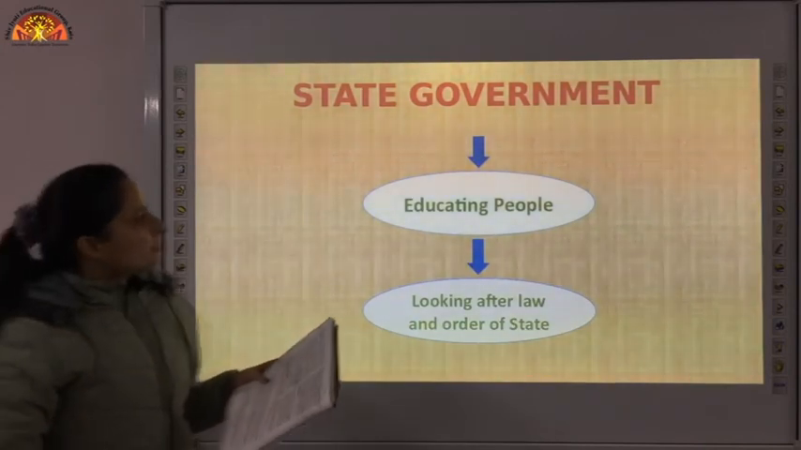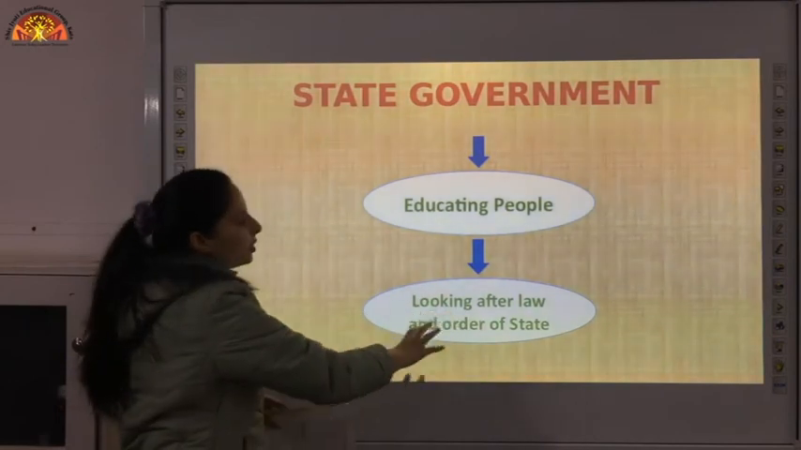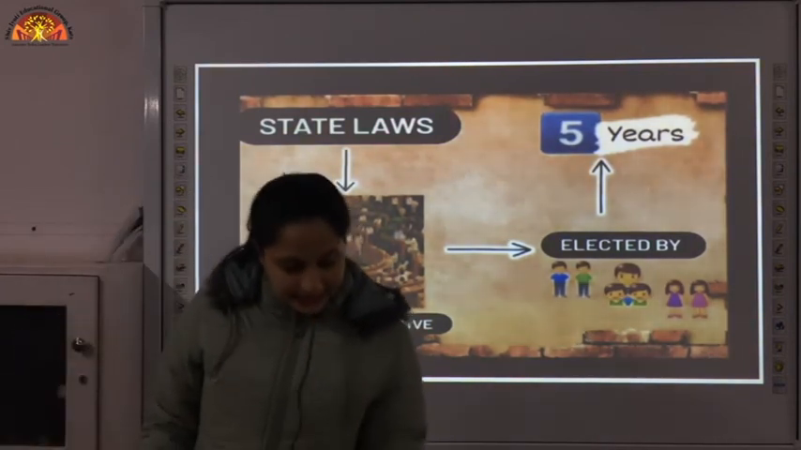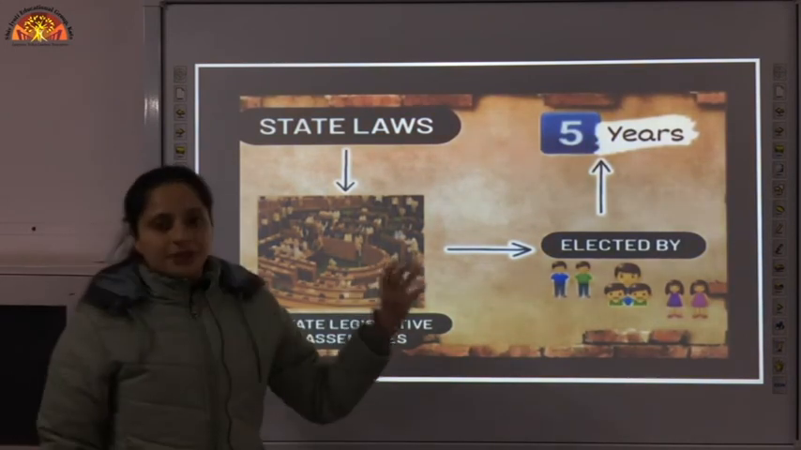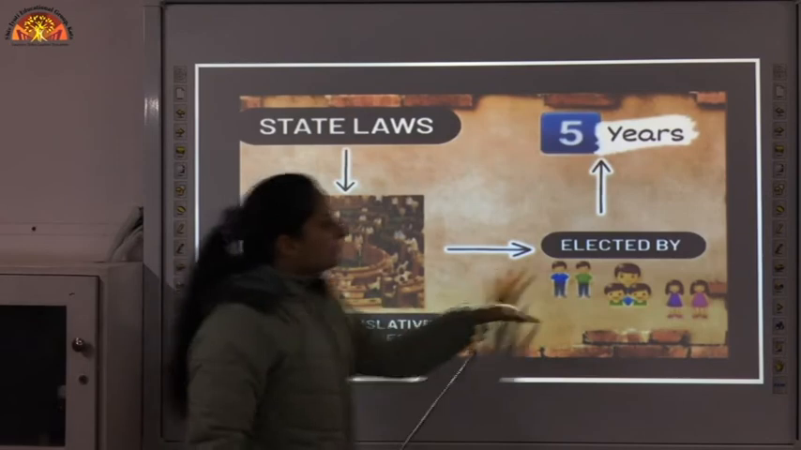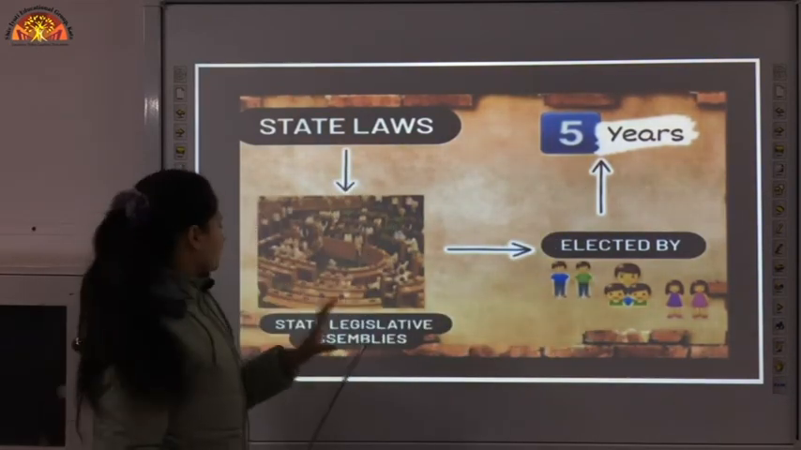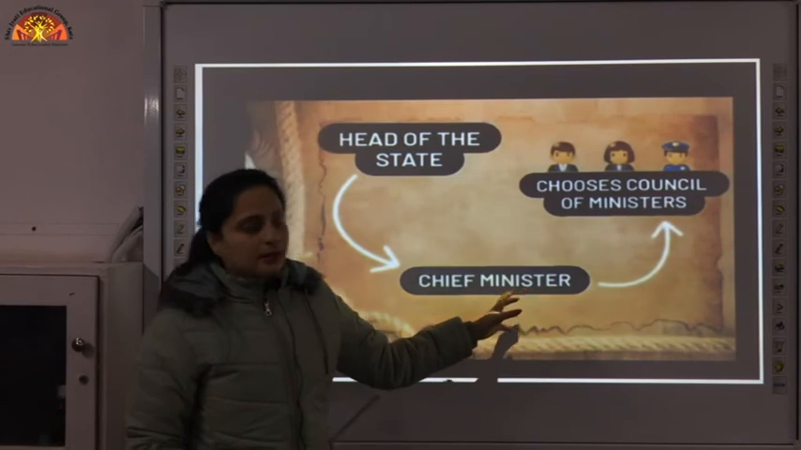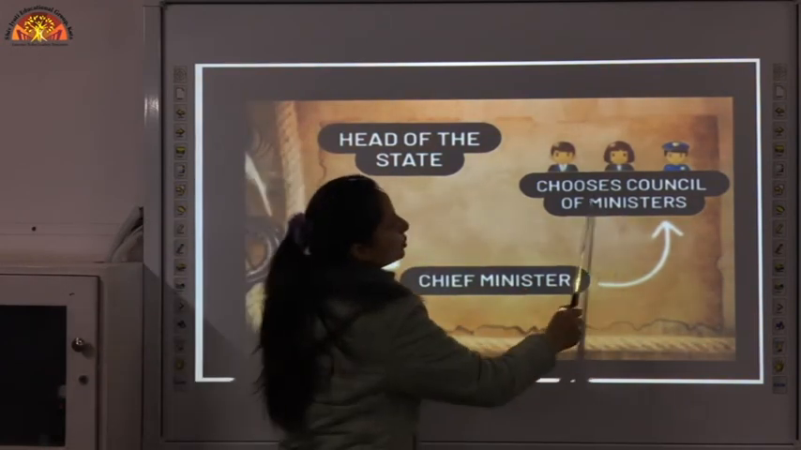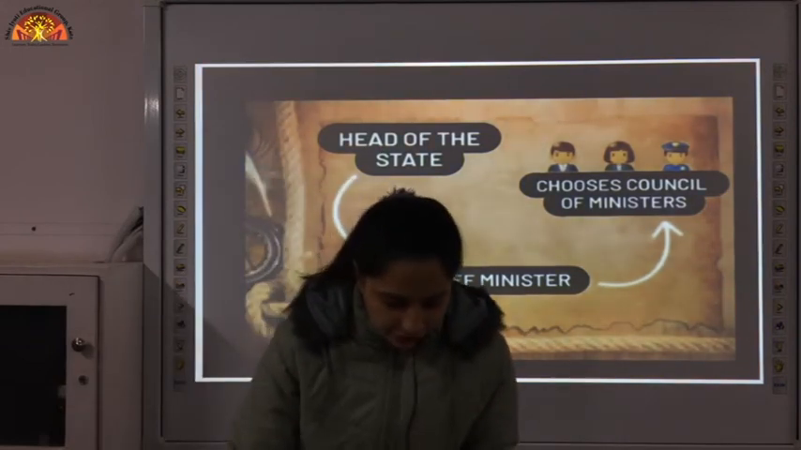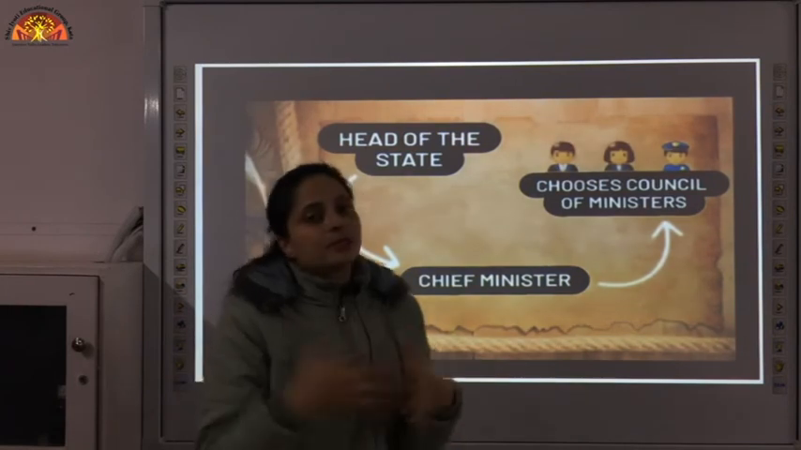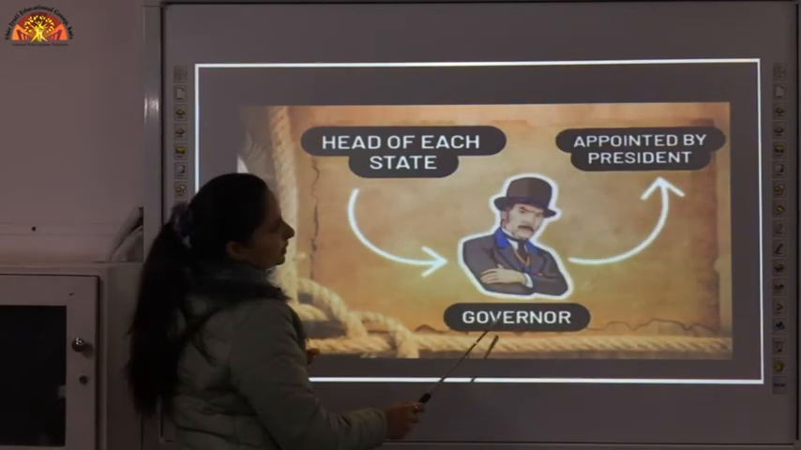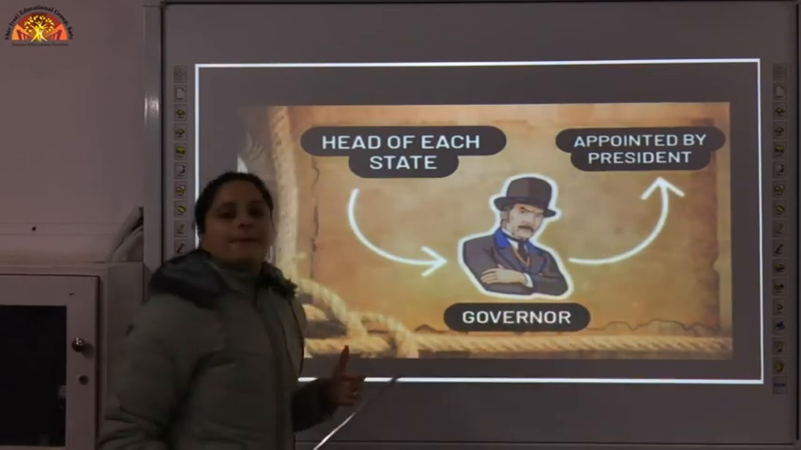Now, we were talking about the state government. The function is educating the people and looking after law and order of the state. Then, state laws. Now, the members are directly elected by the people of the state for 5 years. Then the head of the state is the chief minister, and further he or she chooses a council of ministers to run the government. And the head of each state is the governor, and the governor is appointed by the president.